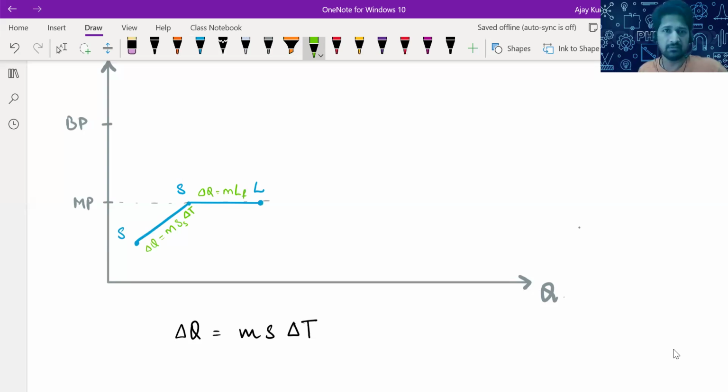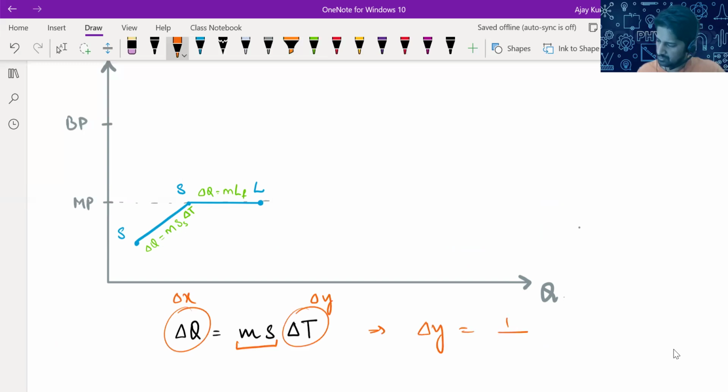Temperature will vary linearly with heat. But the specific heat in solid state is not the same as specific heat in liquid state. If you look at this equation, delta Q is equal to Ms delta T, temperature change is on the y-axis. It's like delta y, and this is delta x. So you can write delta y is equal to 1 by ms delta x. So this here is the slope.